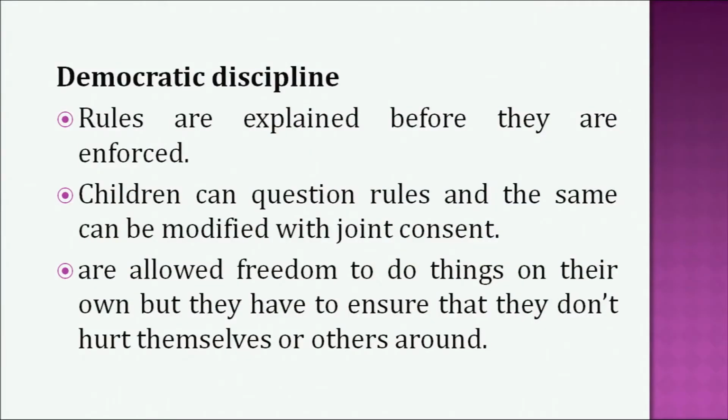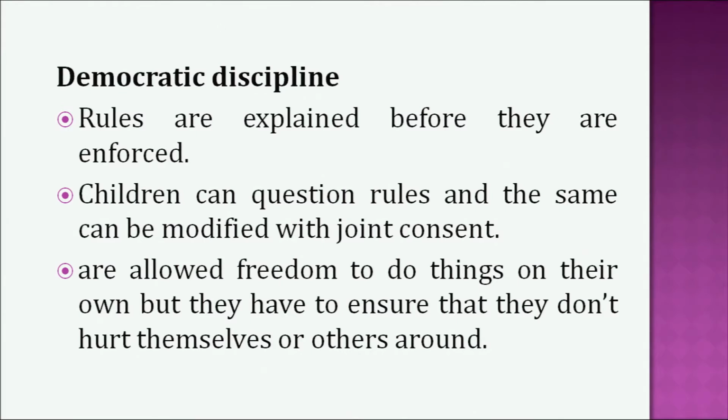In the democratic discipline, rules are explained before they are enforced. That is, the caregiver is enforcing certain rules, giving the boundaries and limitations to the children, but the rules are also explained. That is, the children are given an explanation of why they are not allowed to do certain things and why they are allowed to do certain other things.